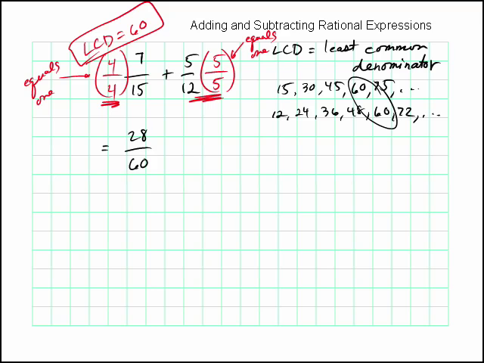This is 28 over 60. This is 25 over 60. Add those together and we got 53 over 60. And that's our answer. It doesn't reduce, so that is our answer.